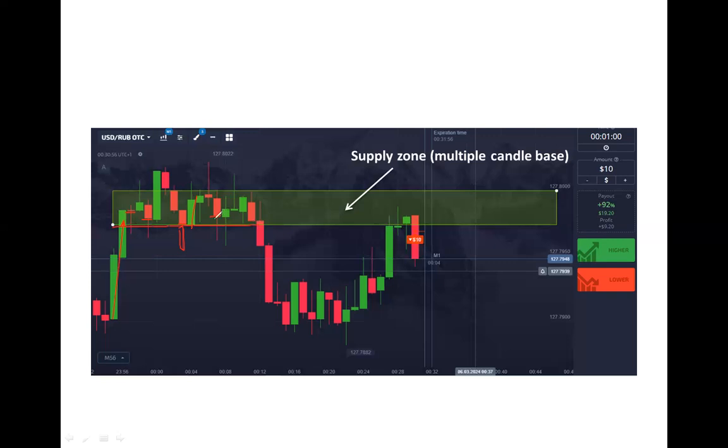You notice that here we have rejection, rejection, rejection, but here no rejection. That is a sign the buyers are weak, and this is the lowest closing price of the bearish candle. So immediately the sellers break out from the zone. There was no sign of buyers as well.